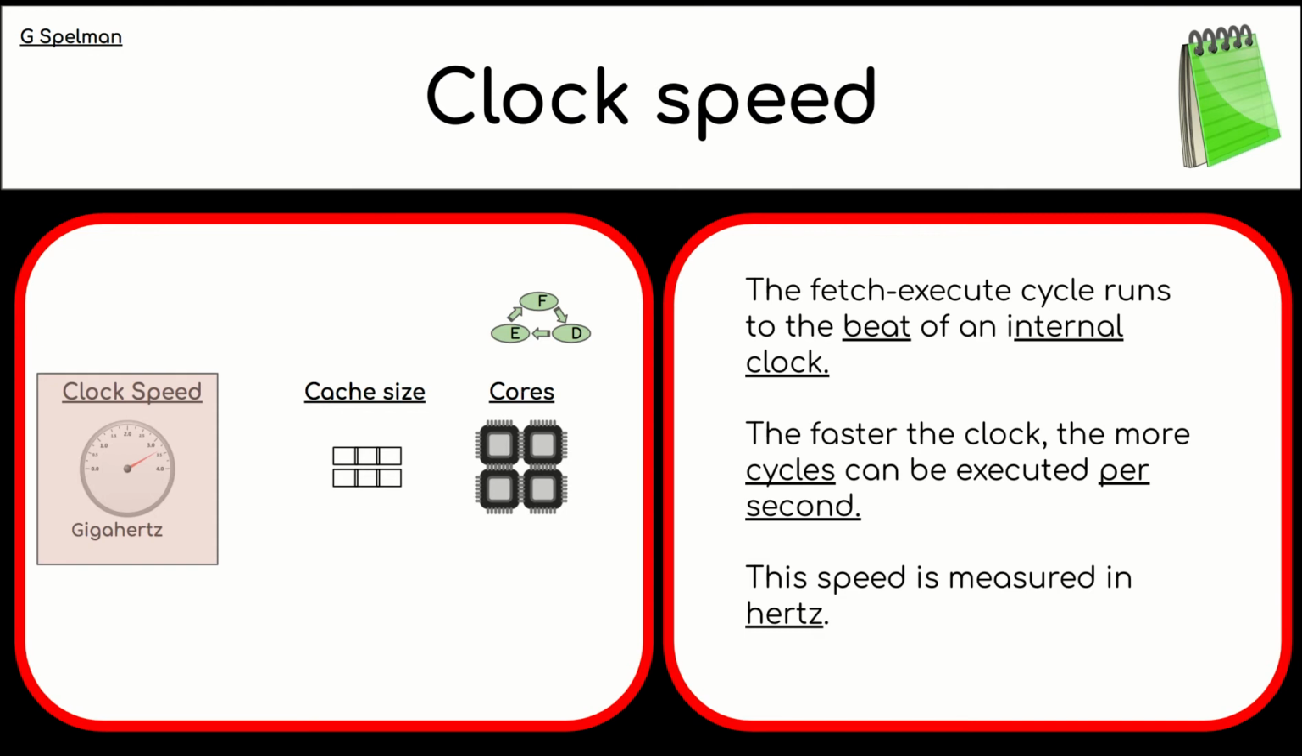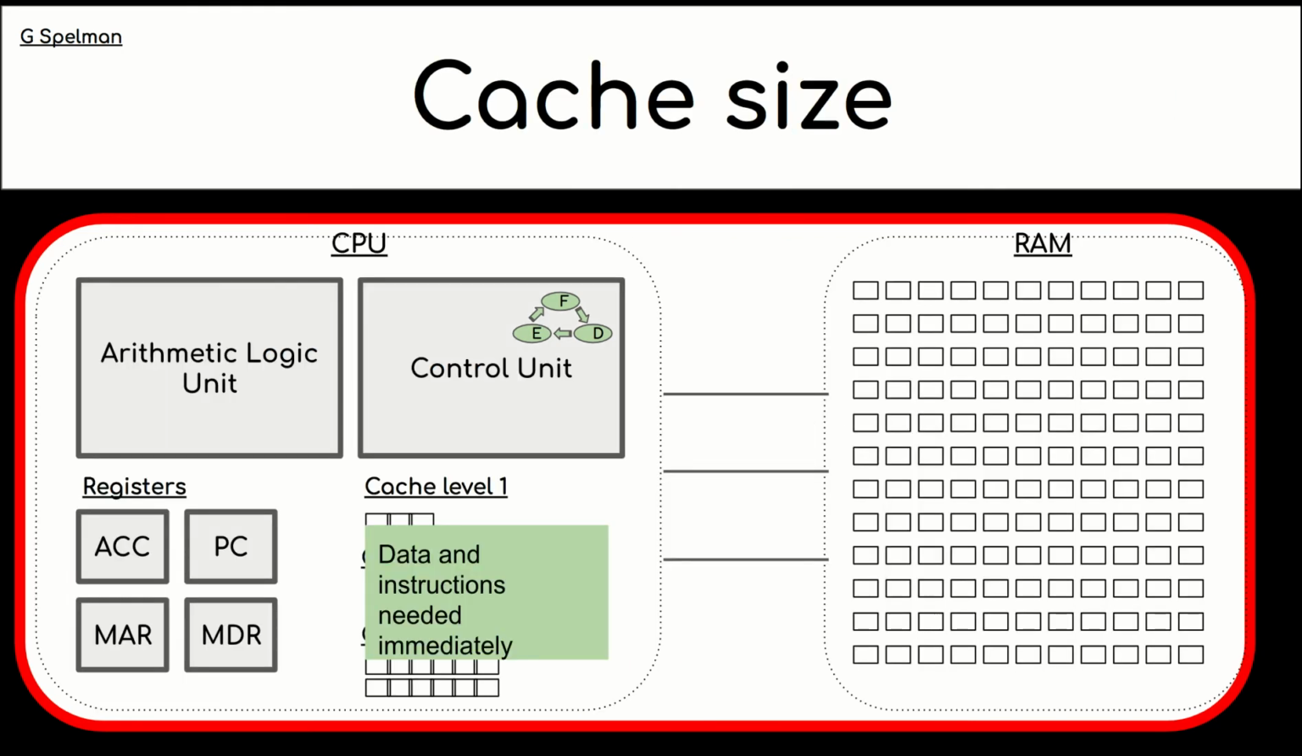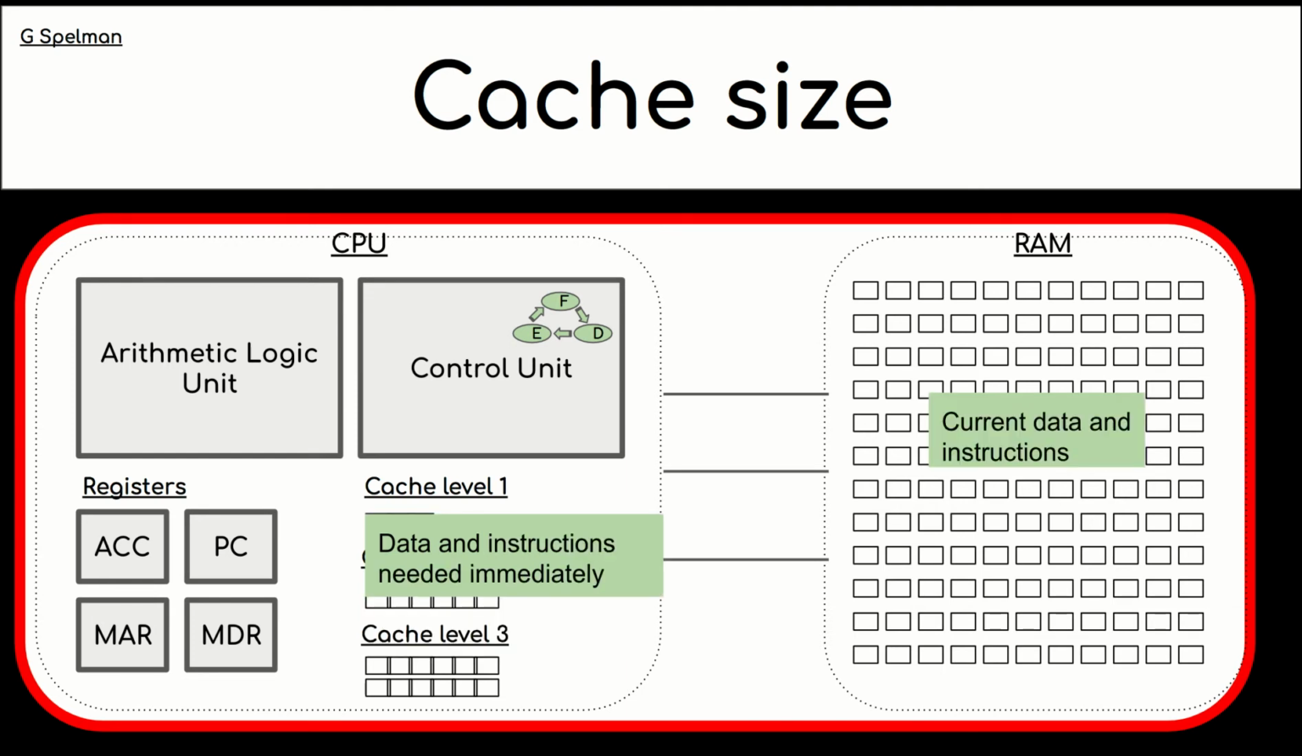So now let's move on to cache size. So you are familiar with the CPU, and cache is inside the CPU, and it has the data and instructions needed immediately. RAM is new to you today. It's random access memory, and that contains the current data and instructions. So the operating system manages memory, and what it tries to do is get the data and instructions needed immediately into cache.